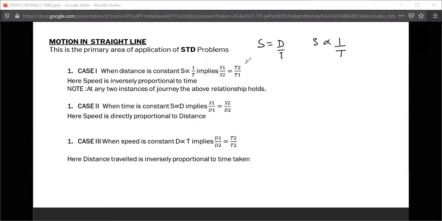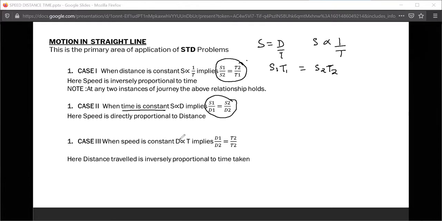And in that case, you should remember that the ratio of the speed of the body will be equal to the reciprocal of the ratio of the time taken by it. Or you can say that the product of speed S1 and the time in one instance will be equal to the product of speed and the time taken in the second instance. Similarly, when time is constant, the speed is directly proportional to distance. It means that for a given time, if distance traveled is more, then speed has to be more.